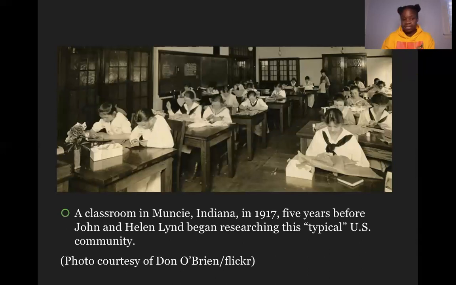Your book gives an example of a classroom in Muncie, Indiana in 1917, 5 years before John and Helen Lind began researching this typical US community. Read about that, okay?